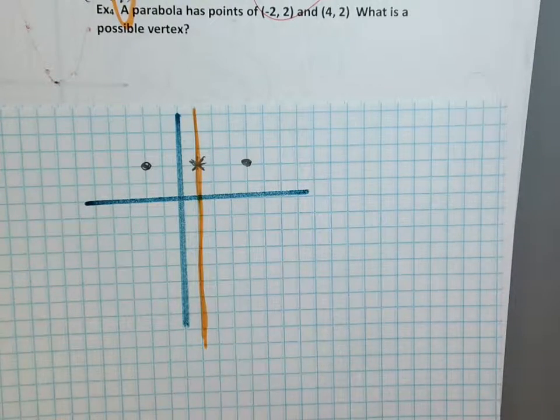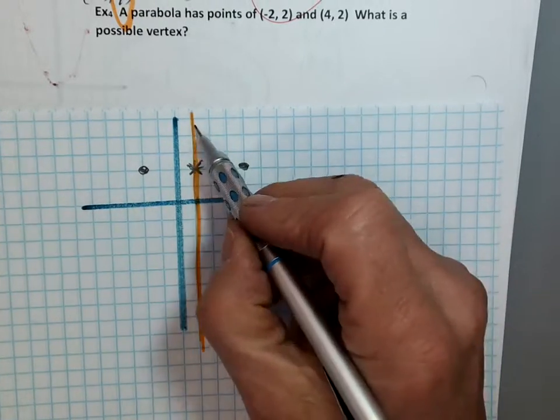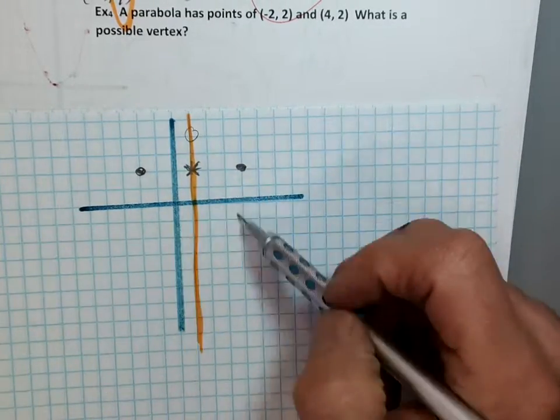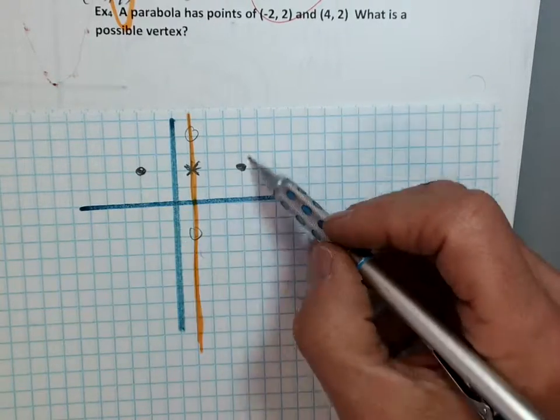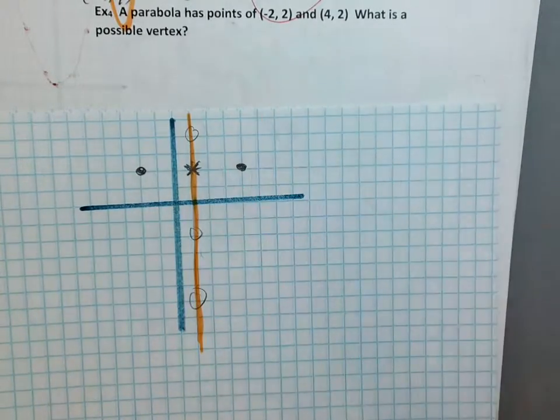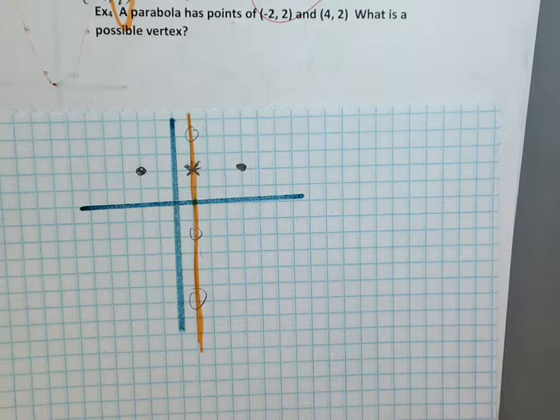Because it's not a flat line, right? It's got to be curvy. So, hey, how about this point? Could that be a vertex? Yes. Sure. How about this point? Yes. Sure. How about this point? Yes. So, I don't know. What do you think? Give me one. Which one do you like?